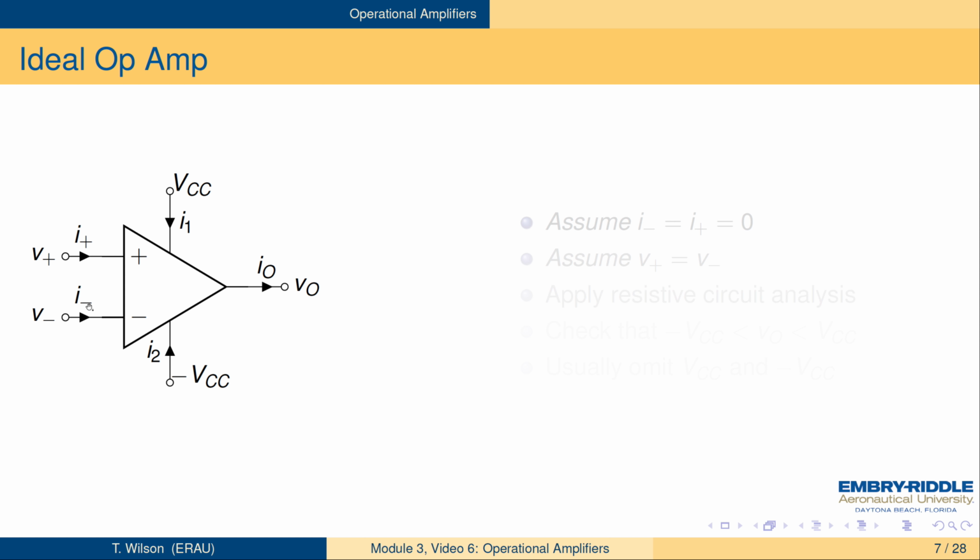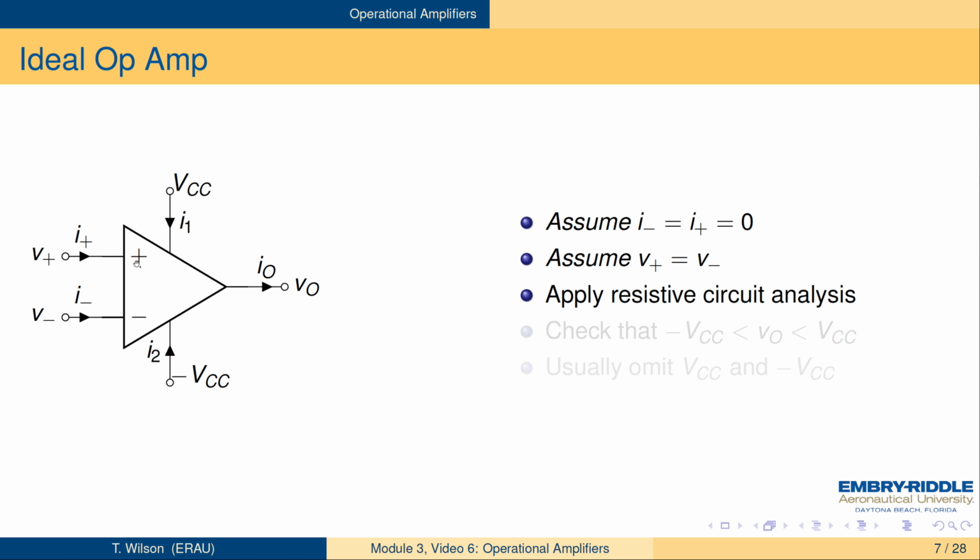So how do we analyze circuits using the op amp? We use what's called the ideal op amp assumptions. We pretend it's an ideal device, and in the idealization, there's no current that goes into the plus or minus terminals. So we say I+ is equal to I- equal to 0. And since there's very little difference, on the order of microvolts, between V+ and V-, we treat those as being equal.